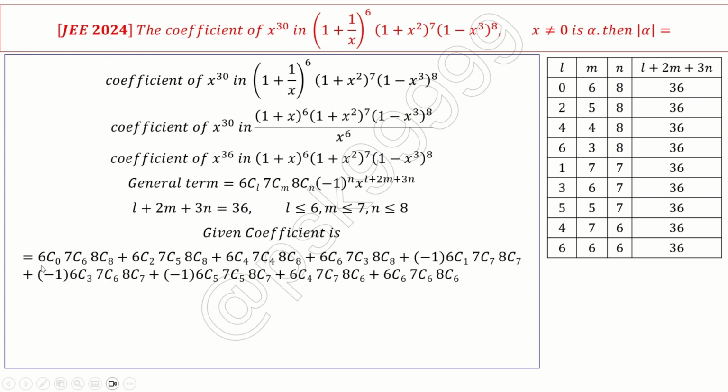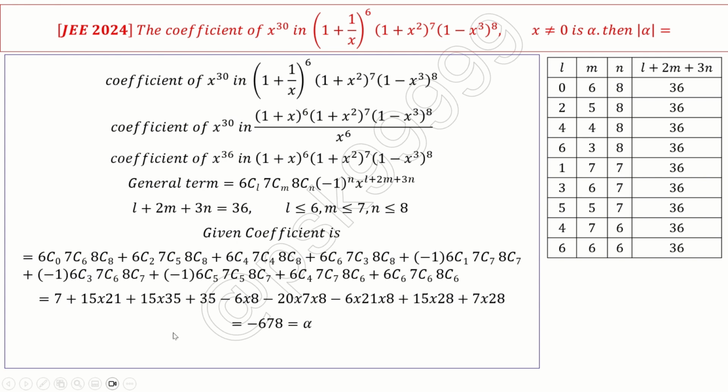Okay, so the quotient is, if I see, nothing but 60 into 7c6 into 8c8 plus 6c2 into 7c5 into 8c8. Like this, you keep on writing all the expressions, and wherever there is a negative sign, carefully put the negative sign. Okay, and then if you simplify this carefully, what you will get is minus 678, which is alpha. So I'm looking at absolute alpha, which is 678. That's the answer. Okay, next.